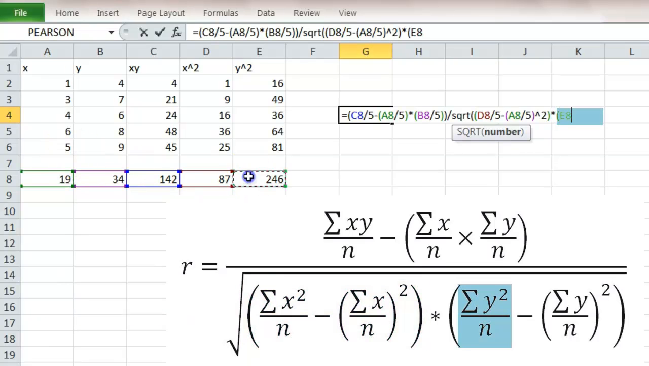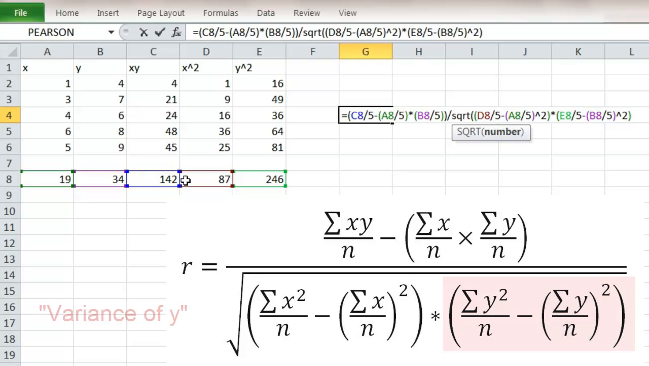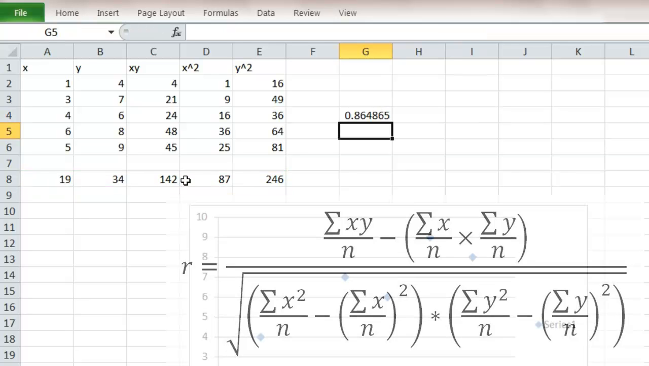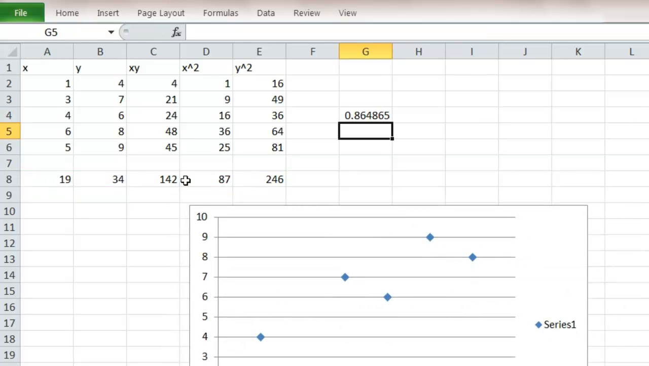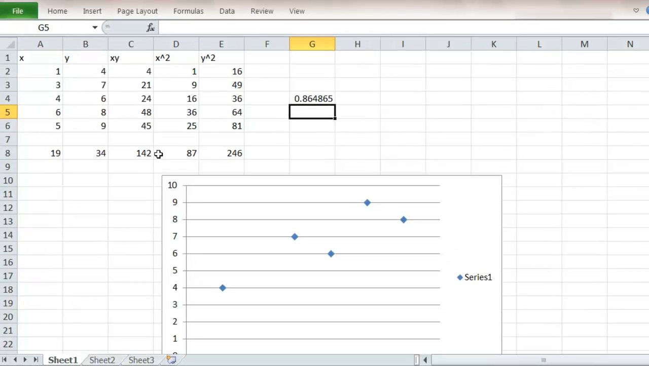So we want the total of y squared divided by 5, take away the mean of y squared. So I need a bracket first, bracket the total of y divided by 5, and I need to square that. That gives me the variance of y, another bracket to enclose the whole lot in the square root, and I enter that and I get 0.864, etc. That's a measure of how well correlated those two data sets are. It's very near +1, so it shows there's good positive correlation.